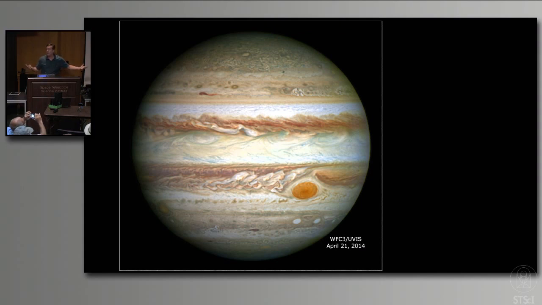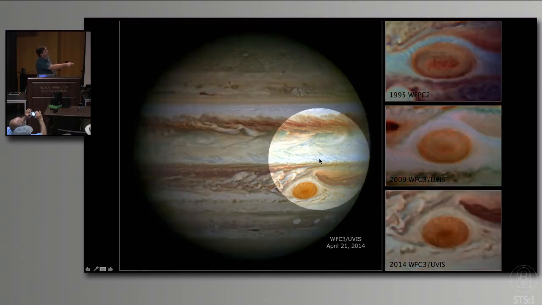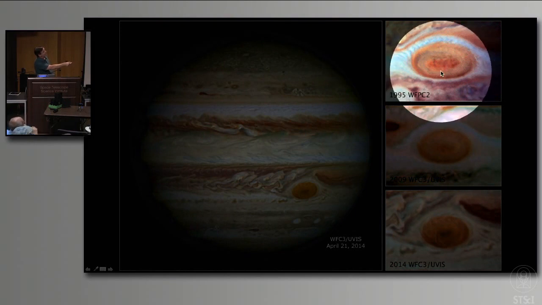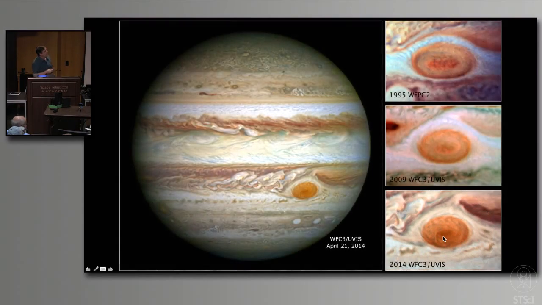If I blink back and forth, they don't look all that different, right? But by tracking it over the years, we can see that the Great Red Spot on Jupiter is shrinking. Here is a picture from 1995 up here, and then 2009 and 2014. When you compare them, you can see that the Great Red Spot is actually shrinking. It's getting smaller. At one time, it was estimated to be 3 times the size of our planet, and now it's down to about 1 time the size of our planet.